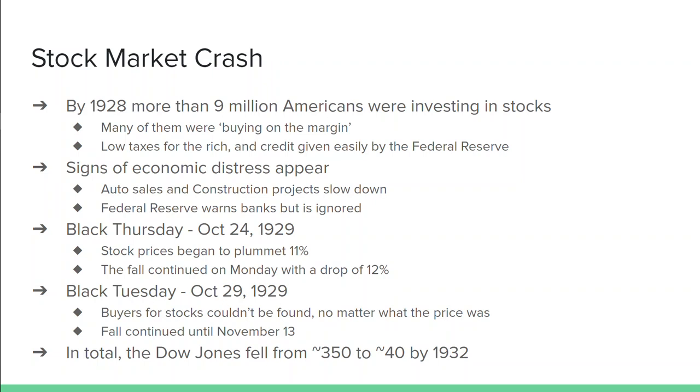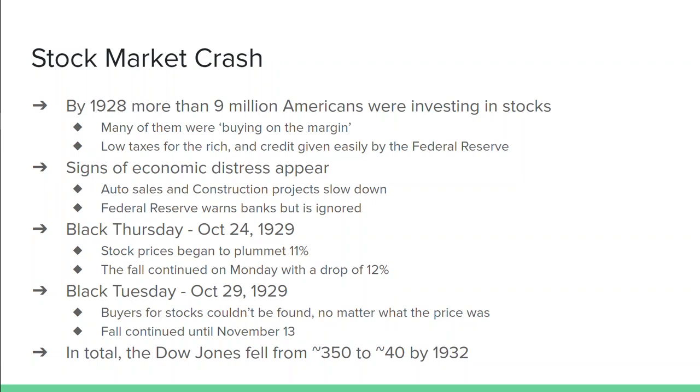Well, because it was so easy to buy on the margin, people were just buying stocks with money they didn't have. On top of that, the taxes were low for the rich. The Federal Reserve was giving credit to just about everybody who asked for it. So on paper, it looked like everybody was doing well, but when you actually looked at the ledgers and the bank accounts, you could see some questionable activity.